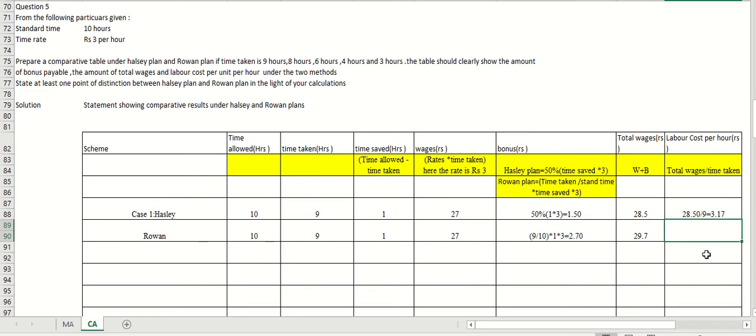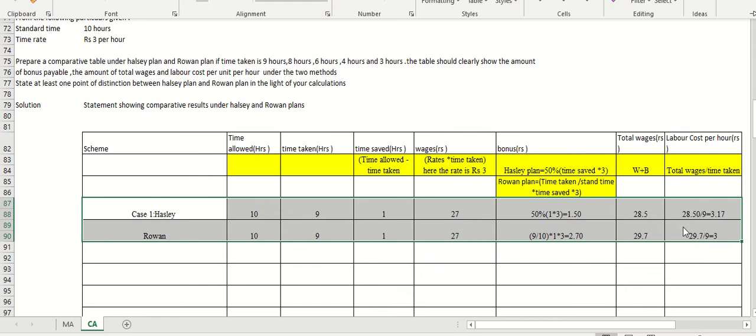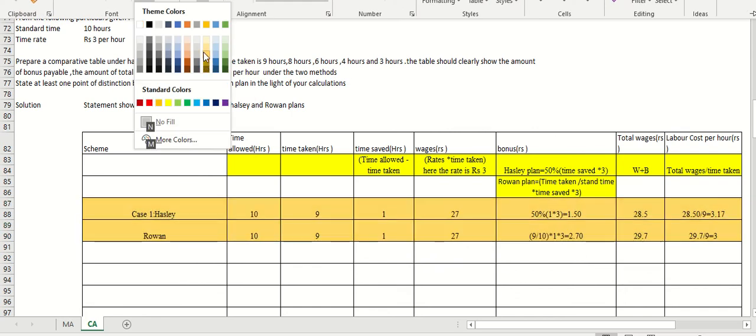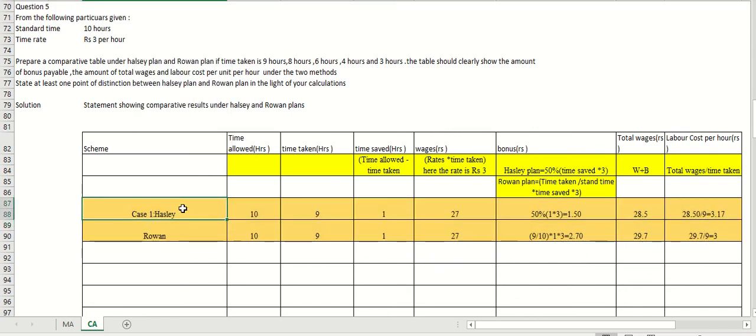So for the second one, your total wages is 29.7. So 29.7 divided by your total time taken, which is 9 hours, you will get the amount to be 3 rupees. So if you see, under Halsey method and under the Rowan method, we have taken the time taken to be 9 hours, which is our case 1.